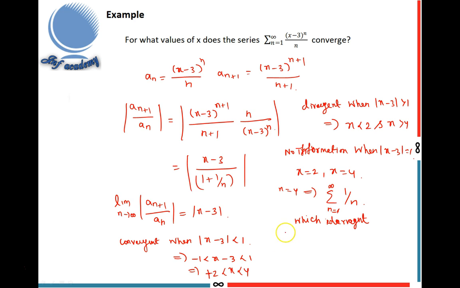And next one is the x equal to 2 condition. If you put x equal to 2 in the given series, I got (2 minus 3) whole power n, that is minus 1 whole power n. So the given series becomes sigma minus 1 whole power n, 1 by n, which converges by using the alternating series test.